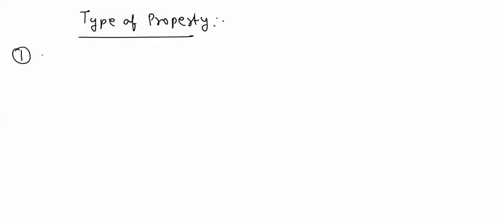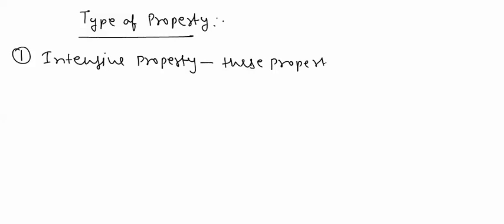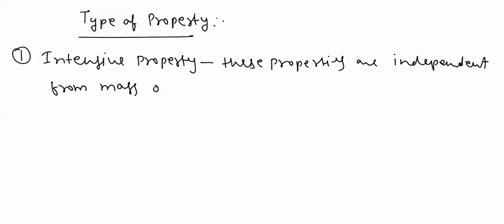There are two types of property. First is intensive property. These properties are independent of mass or size. Examples: pressure, temperature, etc.